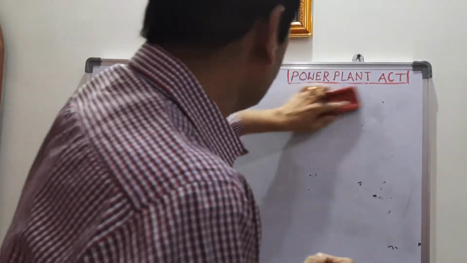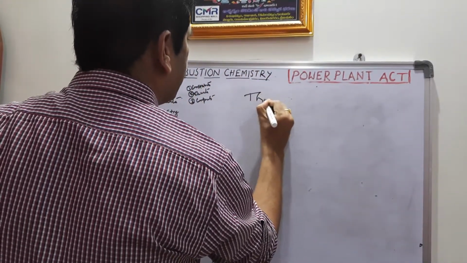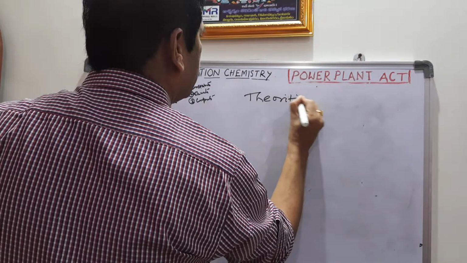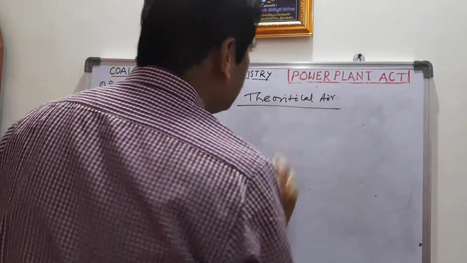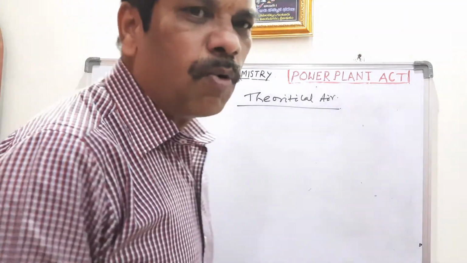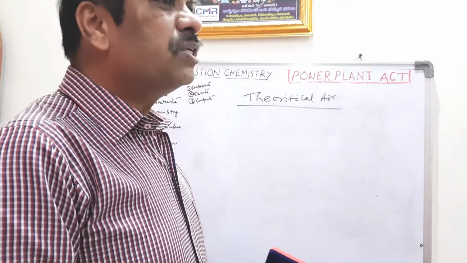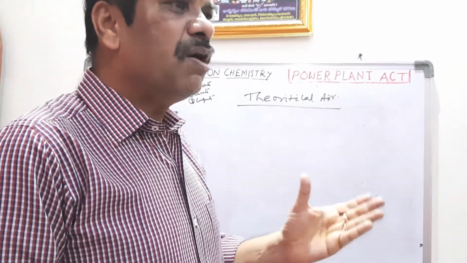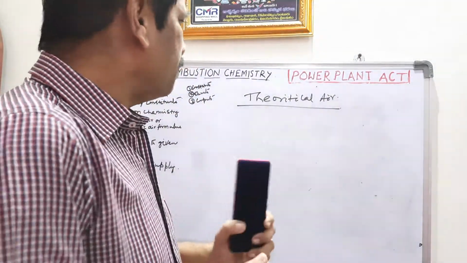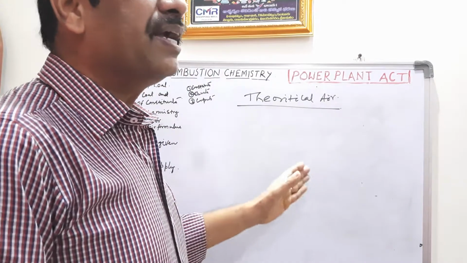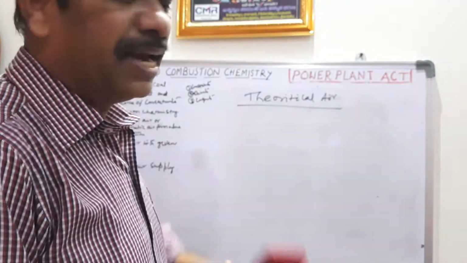Then we will find out what is theoretical air. What is theoretical air? This is the minimum quantity of air that contains the oxygen needed for combustion of coal. This is the definition of theoretical air. That is, the minimum oxygen needed for complete combustion of coal is the theoretical air.